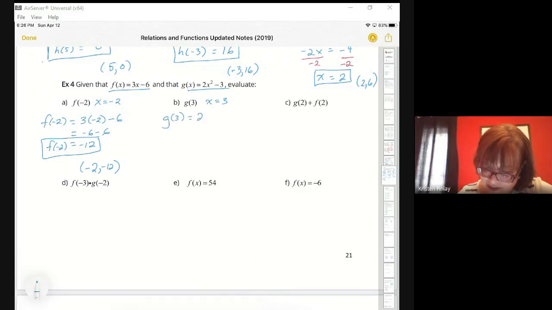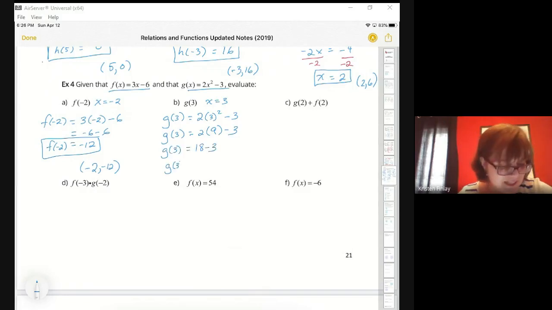g of 3 equals 2 times 3 squared minus 3. So let's do this. 3 squared is 9, times 2 is 18, minus 3. So g of 3 is equal to 18 minus 3. g of 3 is equal to 15. Okay? And if we wanted to write that as an ordered pair, we could write it as 3 comma 15.